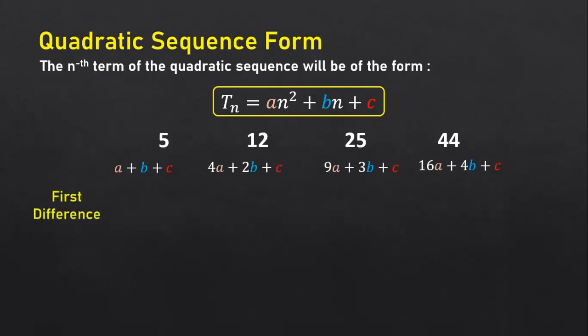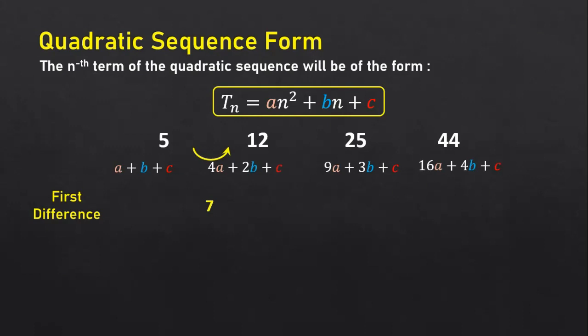What about the first difference? As I mentioned before, the first difference we get from one term to the next term by subtraction, right? Using the subtraction method, from 5 to 12, we got the first difference is 7, right? Because 12 minus 5.